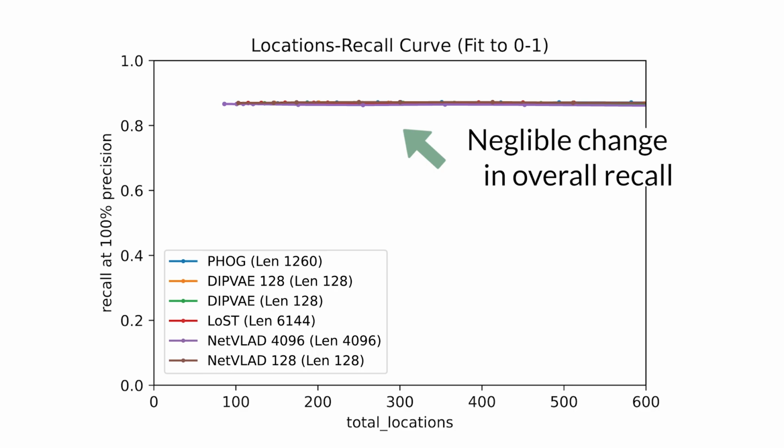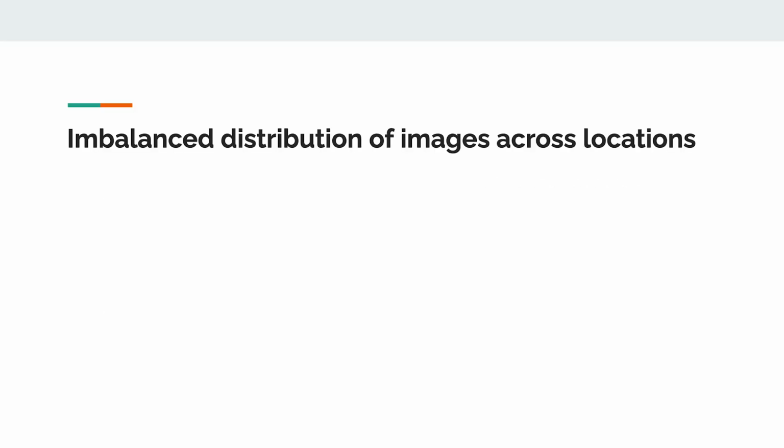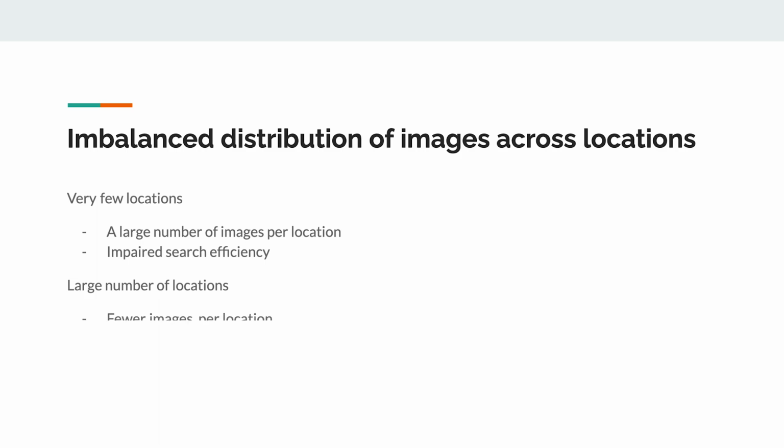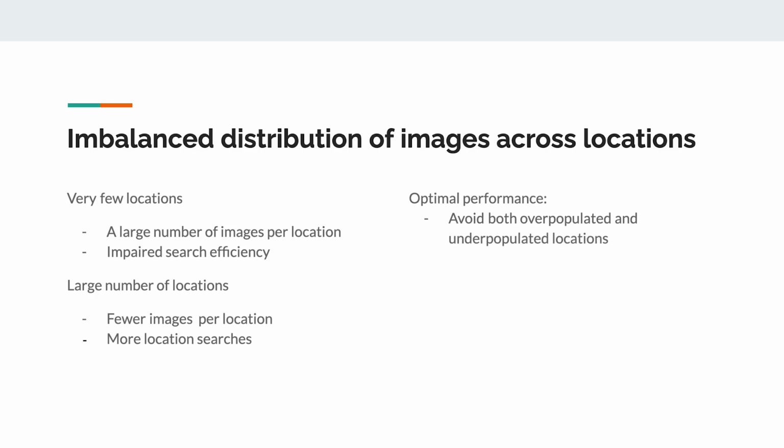Upon closer examination, we observed a significantly imbalanced distribution of images across locations correlated with total runtime. Maps with fewer locations, comprising a very large number of images, diminish the advantage of the hierarchical approach and hence impair the search efficiency, whereas an increased number of locations, each comprising only a very few images, leads to more location searches. Therefore, achieving optimal performance requires avoiding both overpopulated and underpopulated locations.